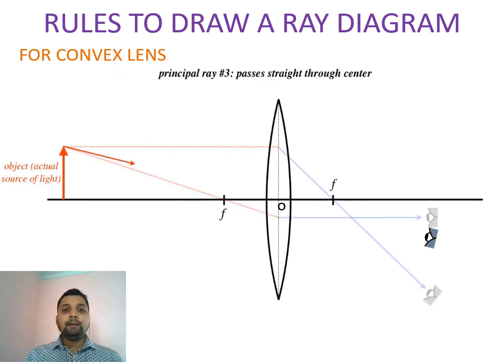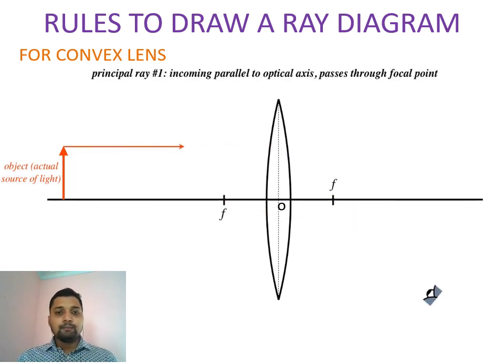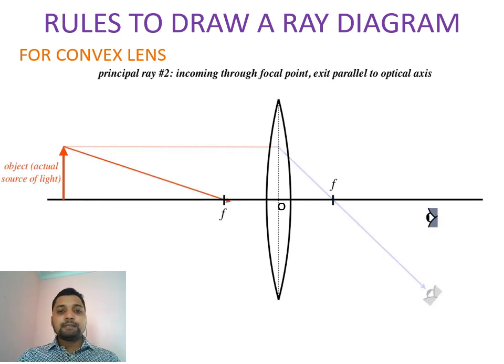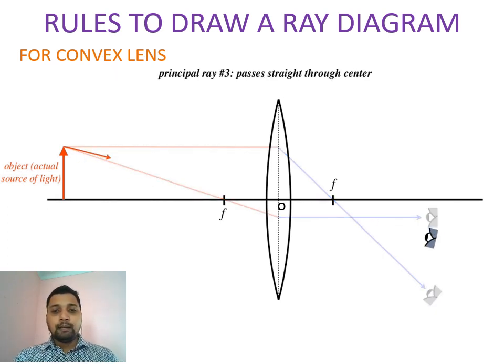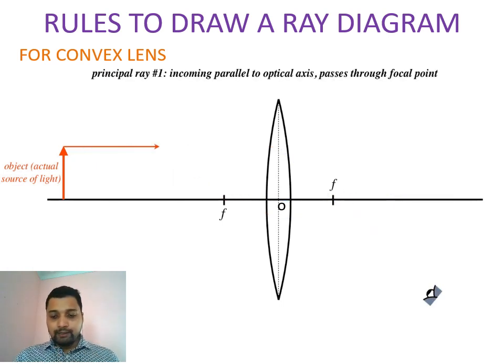First one, a ray of light parallel to the principal axis, after refraction through the lens, passes through focus. Second one, any ray of light passing through focus, after refraction, goes parallel to the principal axis. Third one, any ray of light passing through the optical center becomes undeviated.